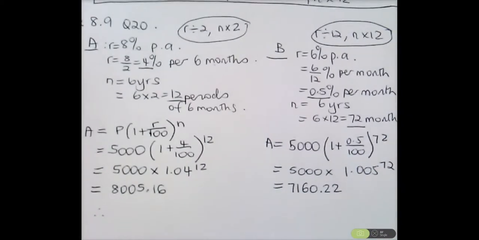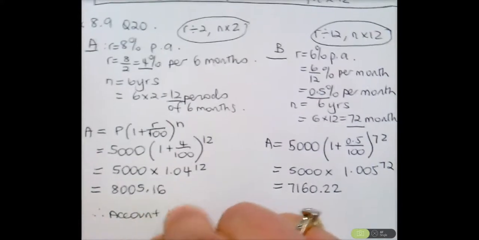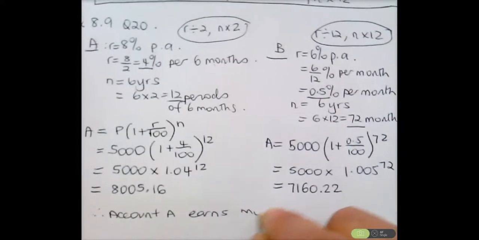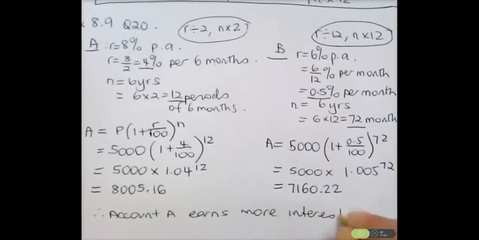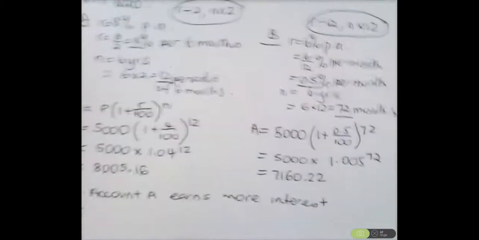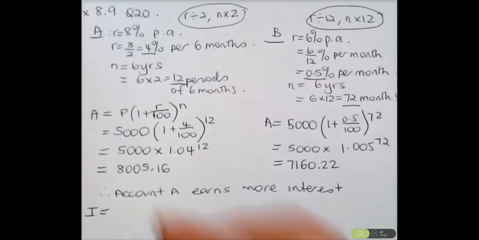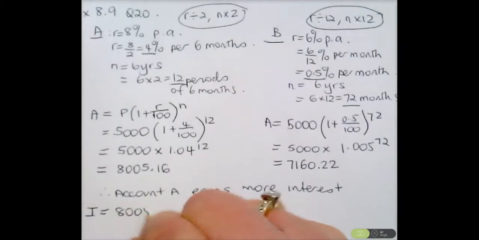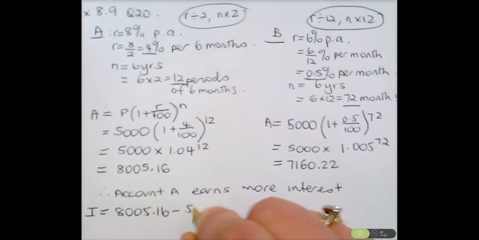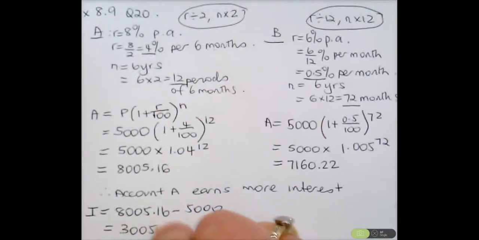Okay, so therefore account A earns more, and you can subtract the amount to find the difference. Okay, so therefore account A earns more interest. And to work out the amount of interest, what will you do? Isn't that the interest? No, this is not the interest. This is the final amount. Here is not the interest. It's different to the simple interest formula. A is the final amount. And so therefore the interest for the first one is $8,005.16 minus the $5,000 principal, which is $3,005.16.